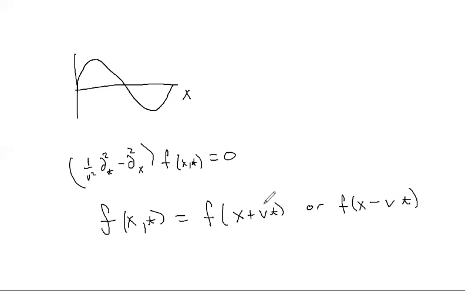This represents a wave. If you evaluate this at time equals 0, you get some profile f of x. And then as time increases, you're adding to the argument, which means this is a wave which moves to the left. This is called a left mover. Whereas this would be a right moving wave.